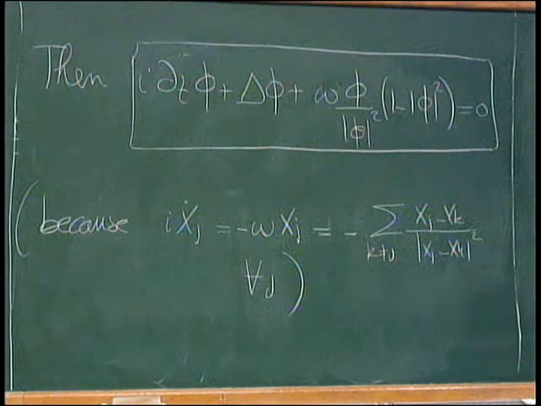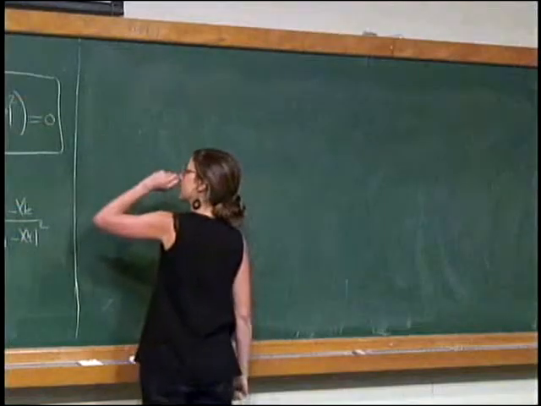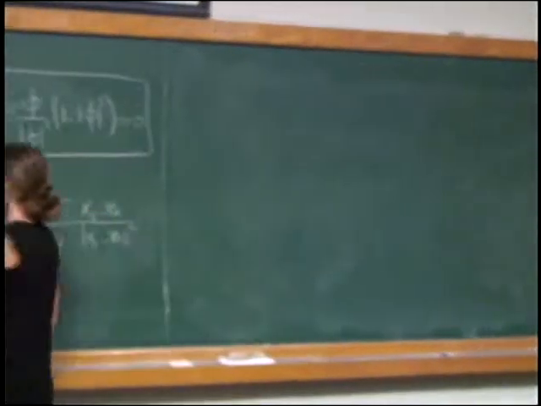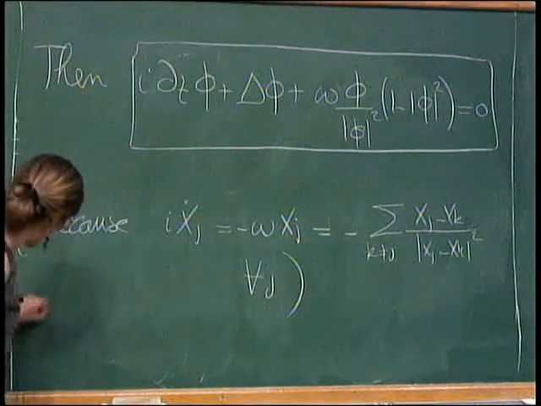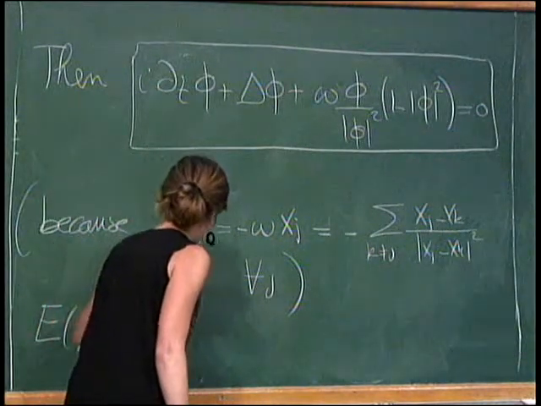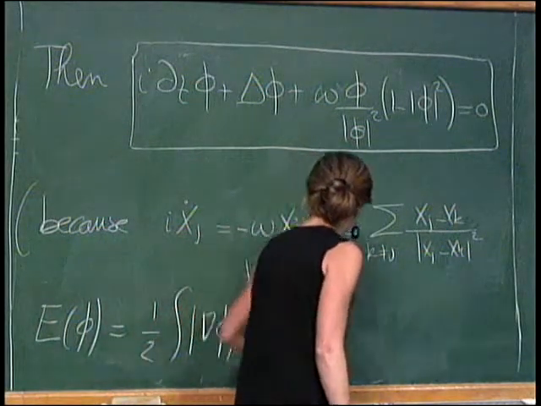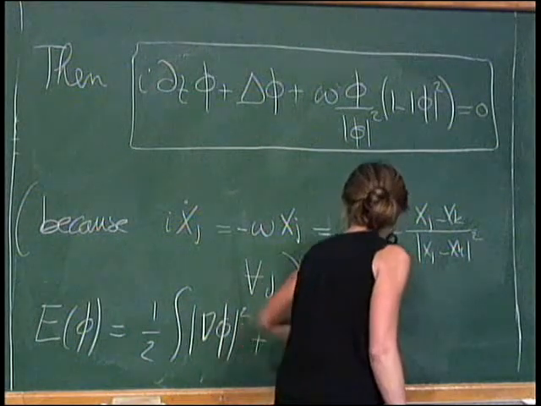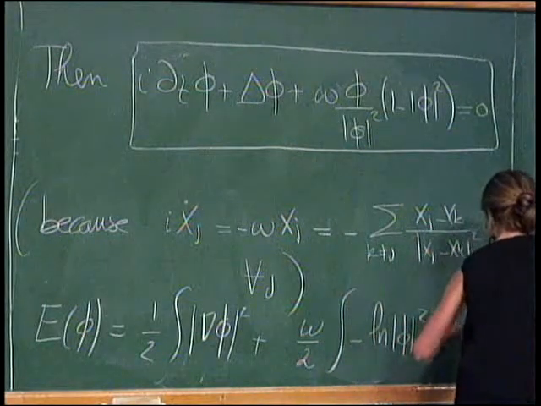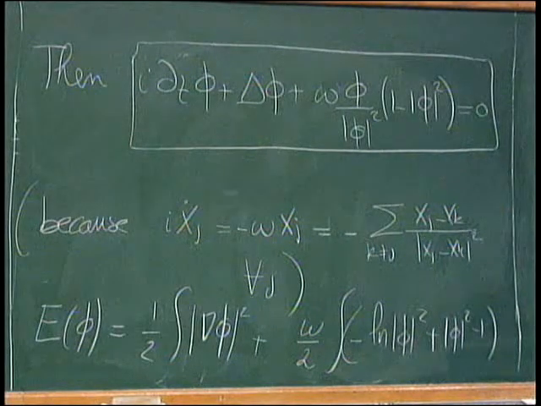And this is the second theorem. But before stating the theorem, I would like just to emphasize the fact that this is a Hamiltonian equation, and the corresponding energy is given by 1/2 of the integral of gradient phi squared plus omega over 2 times the integral of minus logarithm of phi squared plus phi squared minus 1, ds. Okay, so this is constant formally.